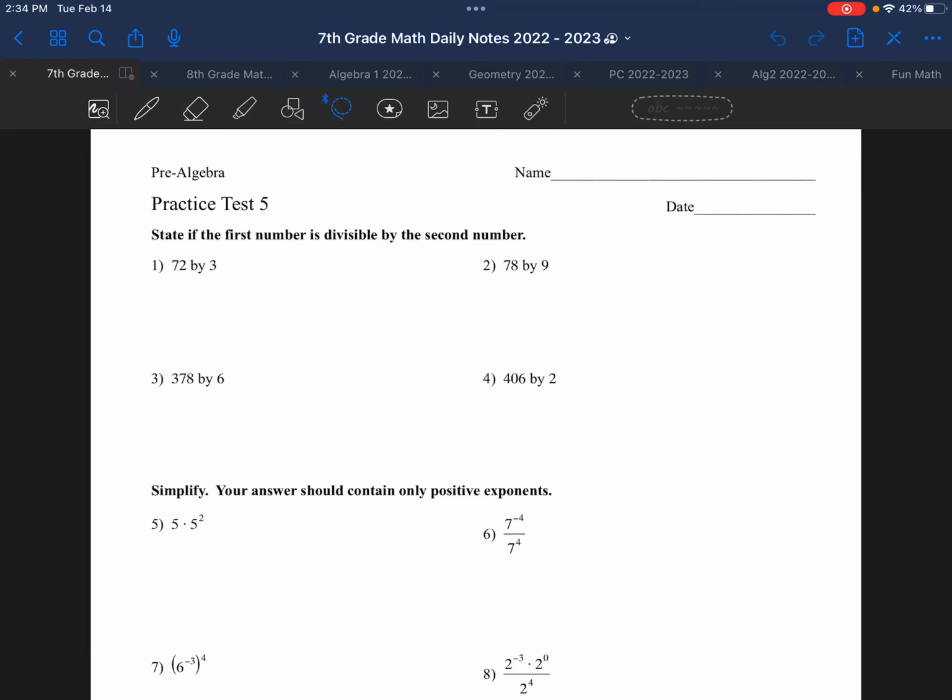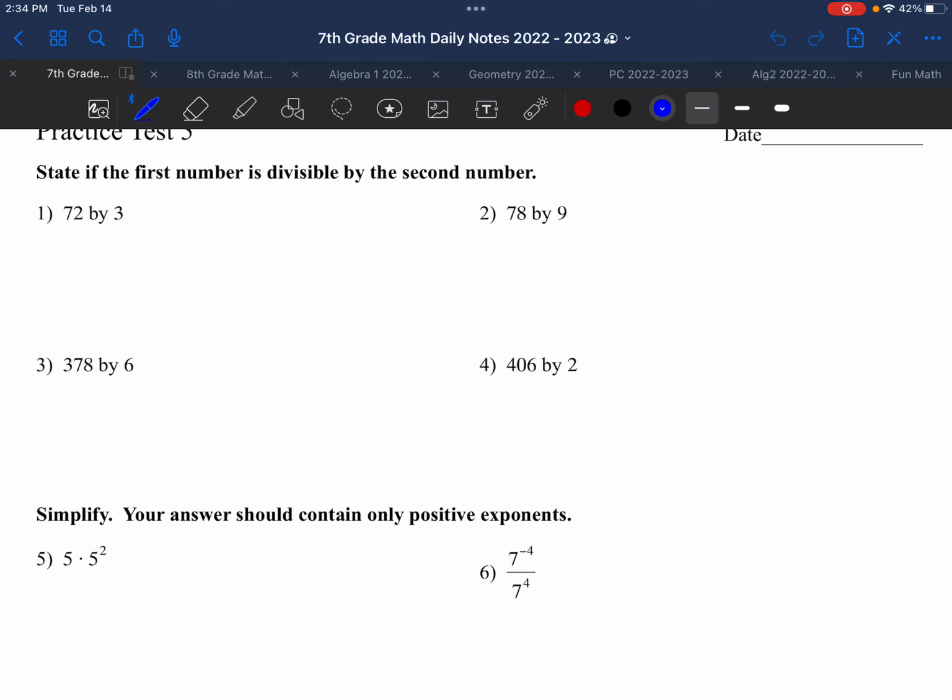This is pre-algebra or 7th grade math. This is the practice test number 5. Let's jump right in. All right, in the first problem, we're supposed to state if the first number is divisible by the second number. So how do we do our divisibility by 3 test?